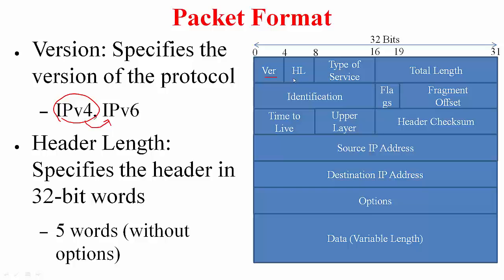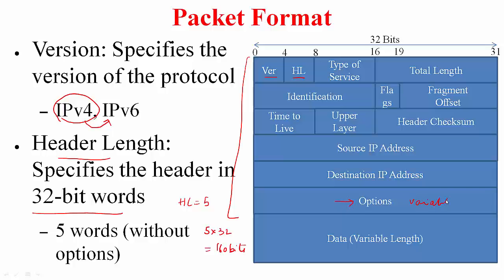Following version is the HL field, which stands for header length. This specifies the entire IP header in 32-bit words. For example, if HL takes on a value of 5, that means the header length is 5 times 32, which is equal to 160 bits. But why do we need to specify this header length? This arises because of the options field, which can be variable. Thereby you need to specify how long the header goes.